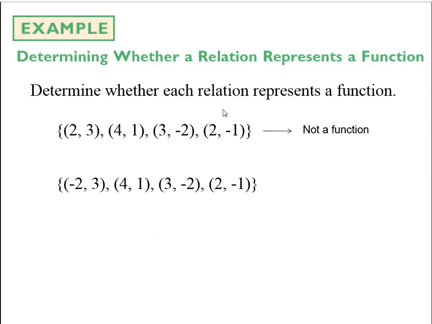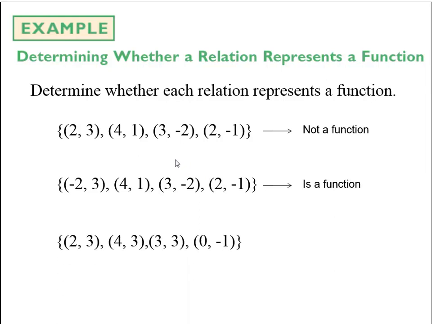Now here's another set of ordered pairs, and again, this is a mapping. So this x maps to this y, and when we look at this example, there's no repeated x value. -2, 4, 3, and 2 are all listed one time. So each x maps to one and only one element, and therefore it's a function.